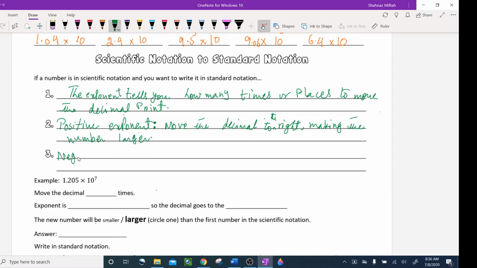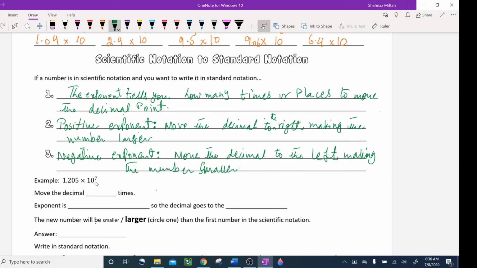Negative exponent: move the decimal to the left, making the number smaller. Okay, let's try an example of the steps, and this is the example.